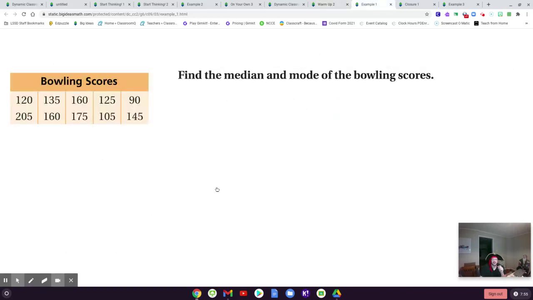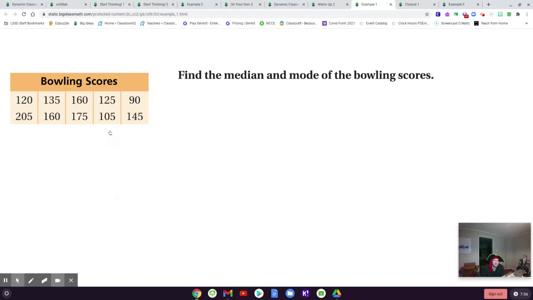All right, so now we're going to practice with some bowling scores. We have these 10 bowling scores. Your job is to find both the median and the mode for these bowling scores. Keep in mind, because there are 10 numbers, there will be 2 numbers in the middle that you're going to have to find the average of to get the median.